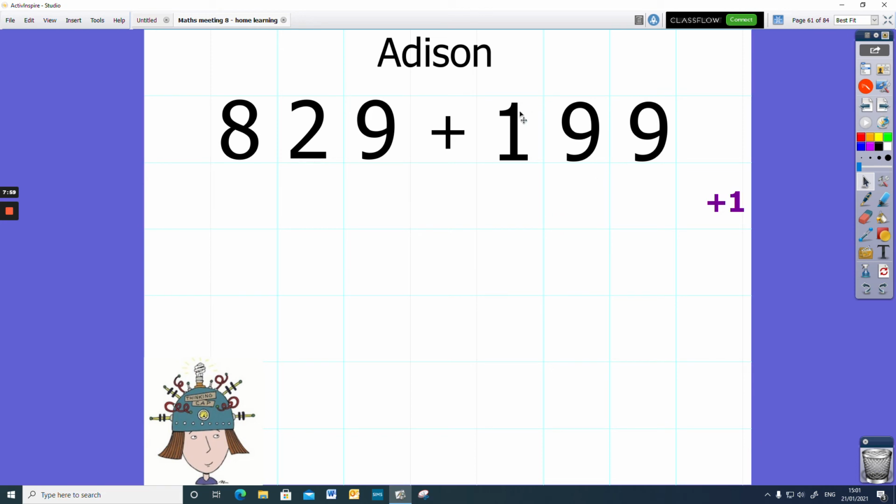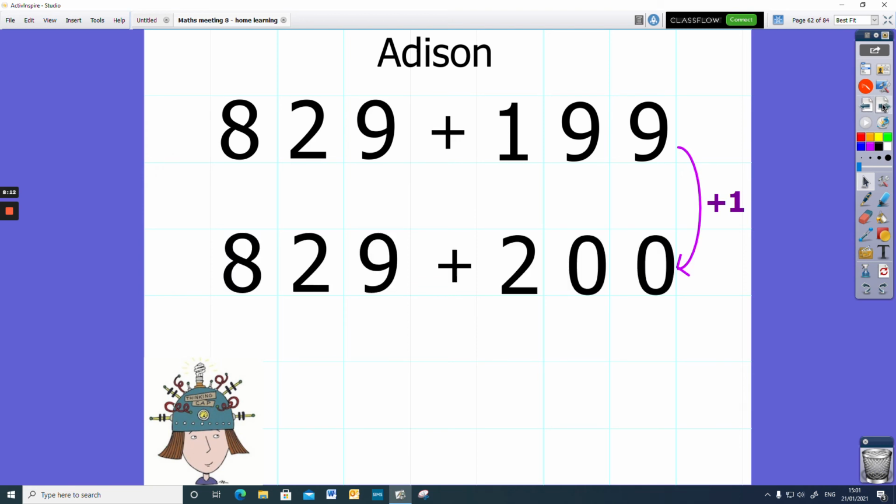We don't really want to use columns when we've got lots of 9s. This 199 is very close to 200. So all I need to do is add 1, and I've turned my calculation into 829 plus 200, which is a much easier calculation. 829 plus 200 is 1029. Our 200 adds to the 800, 0 tens adds onto the 2 tens, 0 ones adds onto the 9 ones.